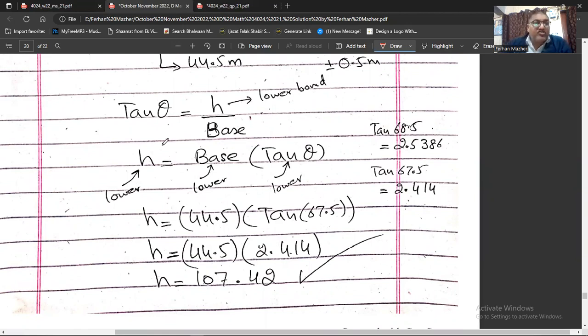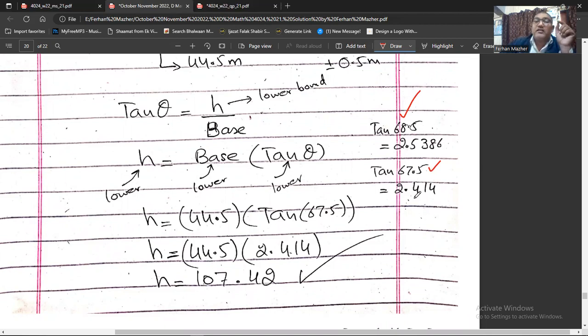Because I want the lower value of h, this base value should also be lower, and the tan theta's final answer should also be the lowest. I have tried here because I was not that sure. I have tried tan of 68.5, the upper bound of that angle, and I have also taken the tan of the lower bound of that angle, 67.5, and I got these values. Because you want the lower bound, we will go with this value. This is 2.414. So 44.5 times tan of 67.5. So you get 44.5 into 2.414, so you get 107.42.